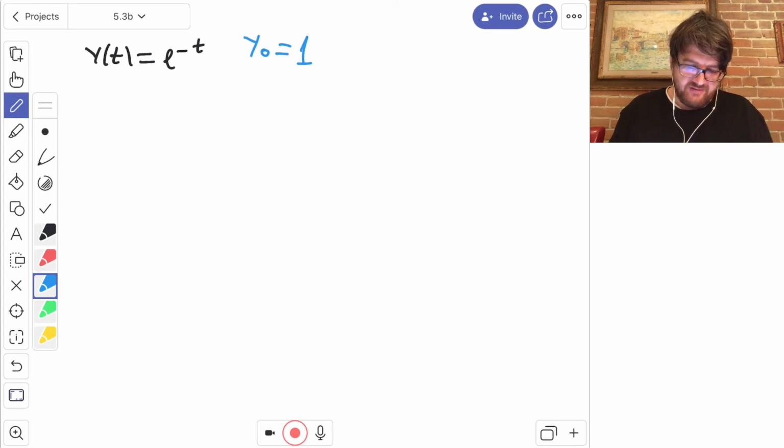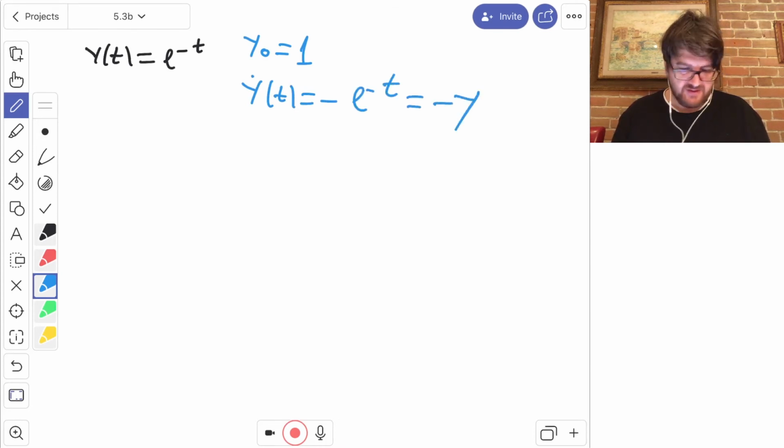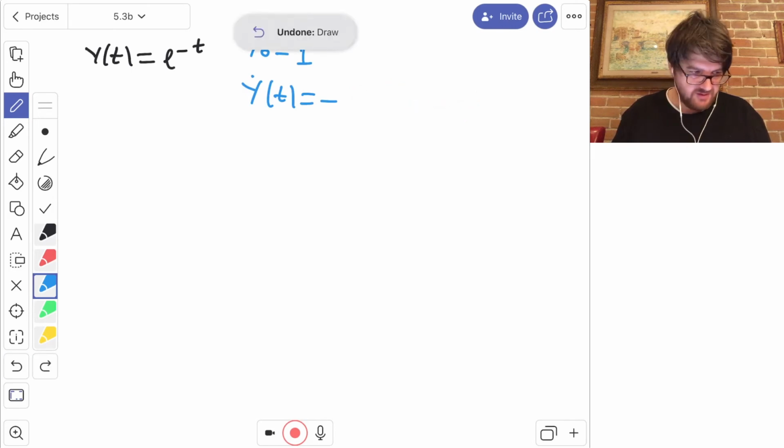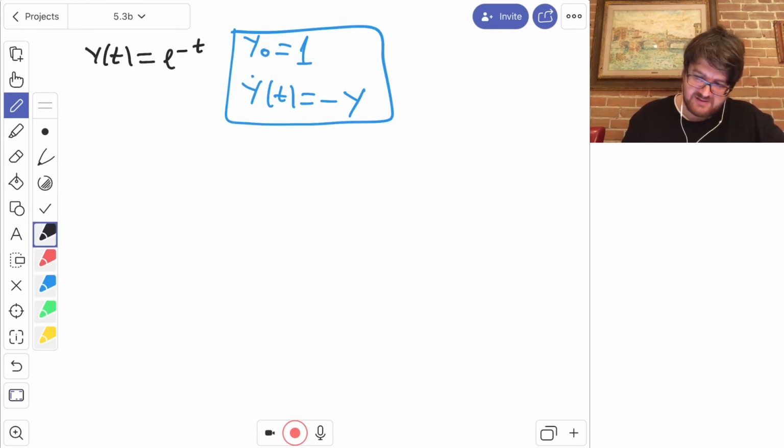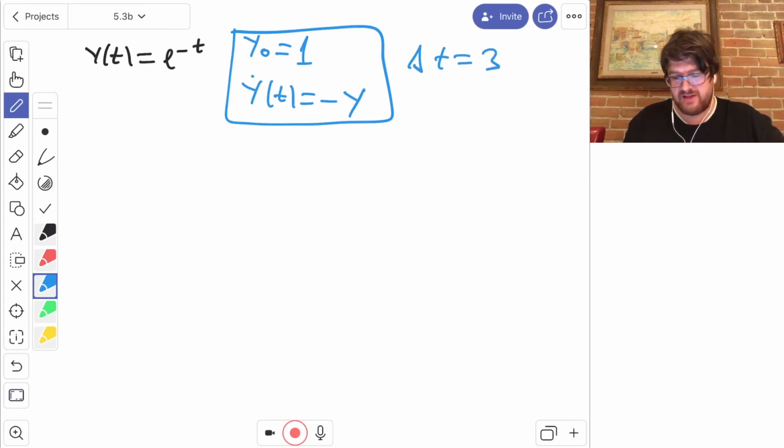And if you take the derivative, y prime of t, actually minus e to the minus t, is nothing else but minus y. So this is my differential equation, initial value problem. So let's look at delta t equals 3. This is a pretty gigantic thing.